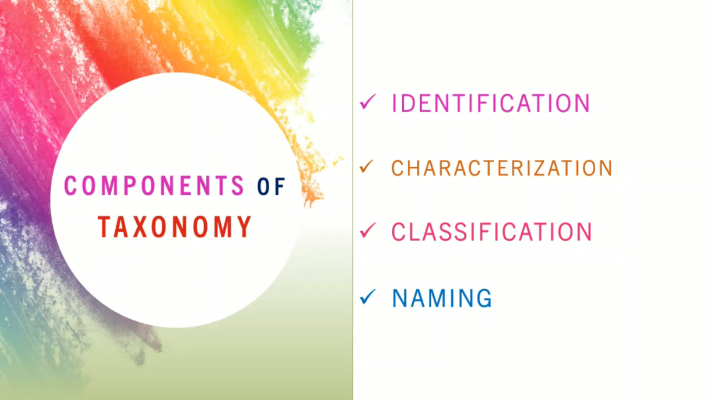In this video, we are going to talk about the components of taxonomy. Taxonomy, as you all know, is the branch of biology that deals with the classification and naming of living organisms. So there are four basic components of taxonomy that include identification, characterization, classification, and naming.